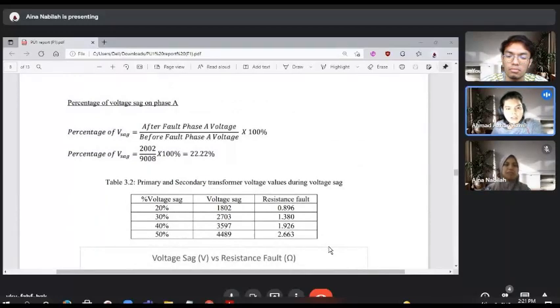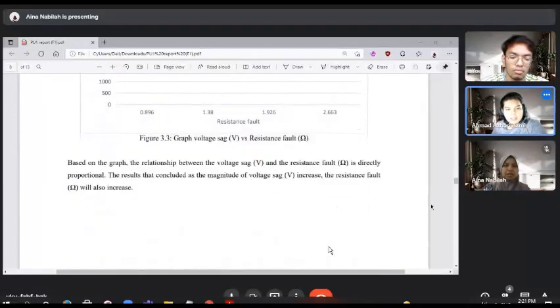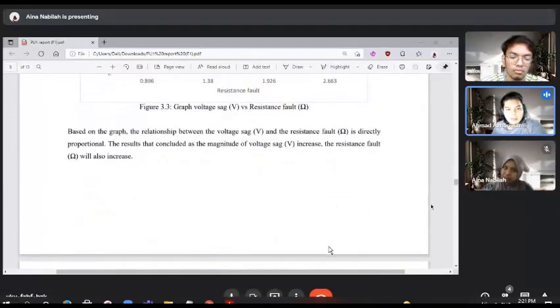So based on the result above, we can calculate the percentage based on the voltage sag. So based on that, next, we can make a graph of voltage sag versus resistance fault. So based on the graph above, we can conclude that the magnitude of voltage sag increases when the resistance fault is increased.